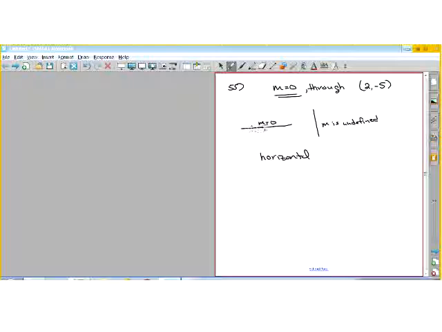What that means is that the value of y is the same for the entire plot. So all you have to do is go over here and find the corresponding y value. So it's y equals -5 is the equation.